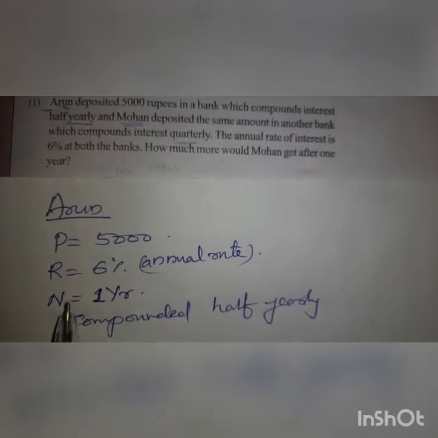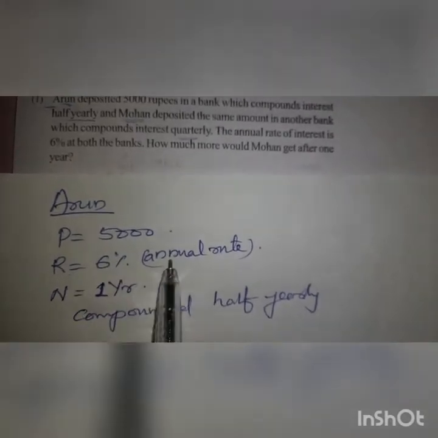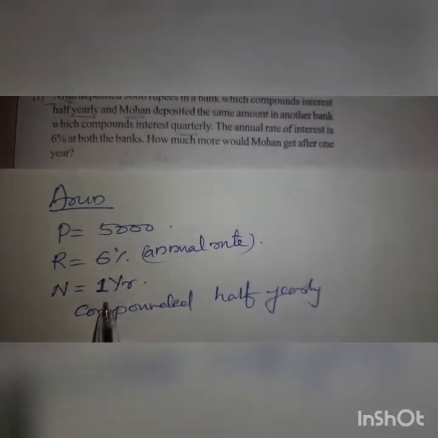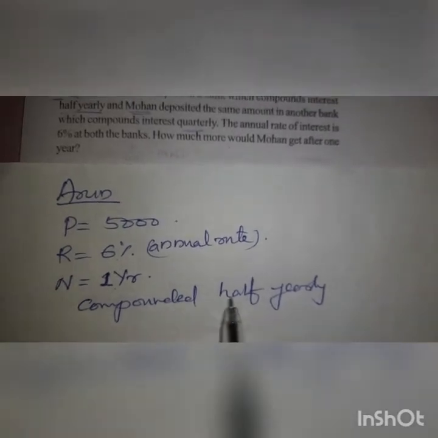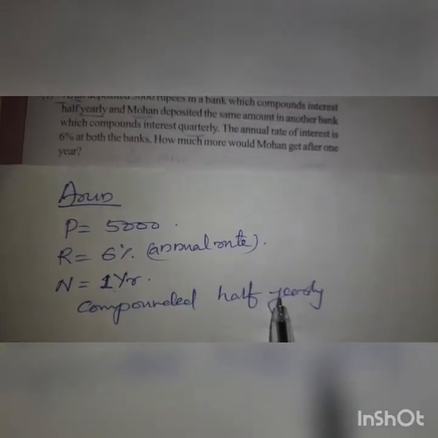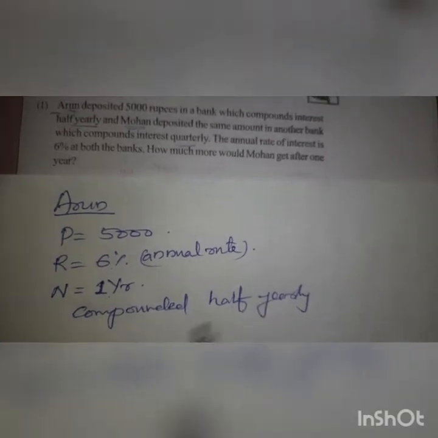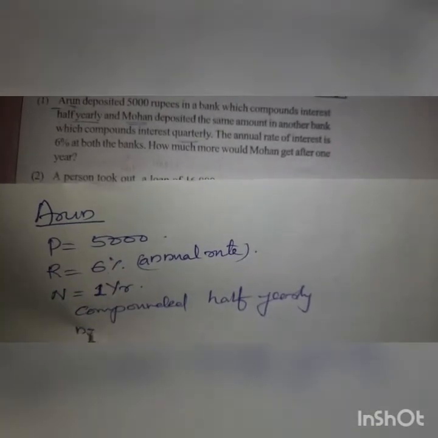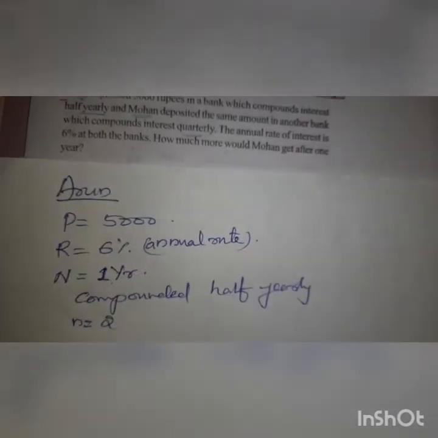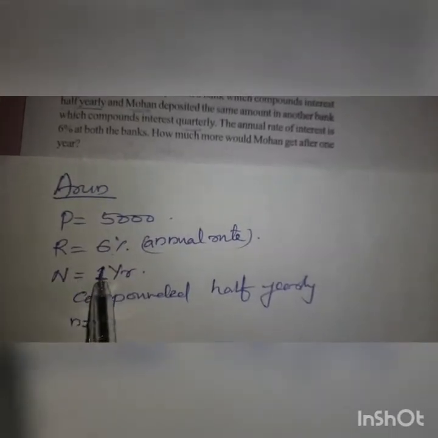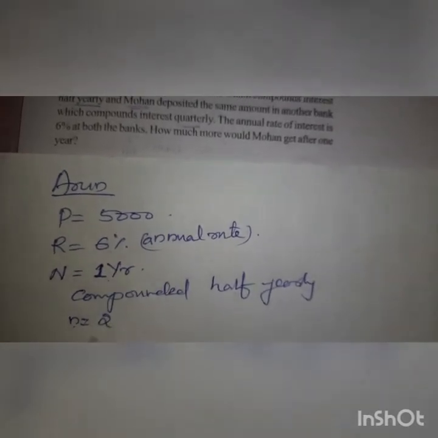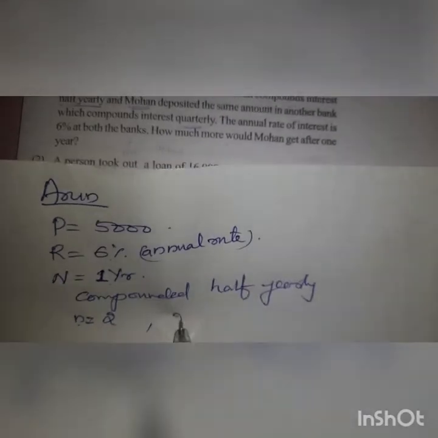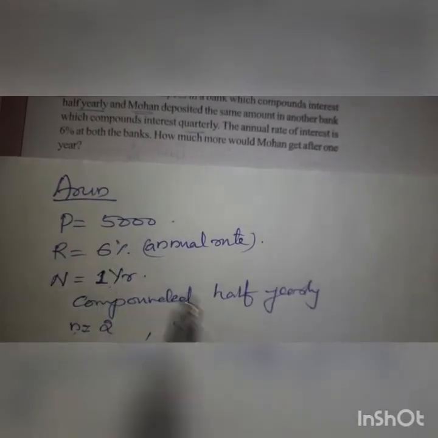So we are writing about Arun. The principal amount he deposited is 5,000. The bank is giving the annual rate of 6% for 1 year, and the interest is calculated half yearly, that is 2 times a year. So what about small n? Small n is equal to 2, because the annual rate of 6% is calculated half yearly.